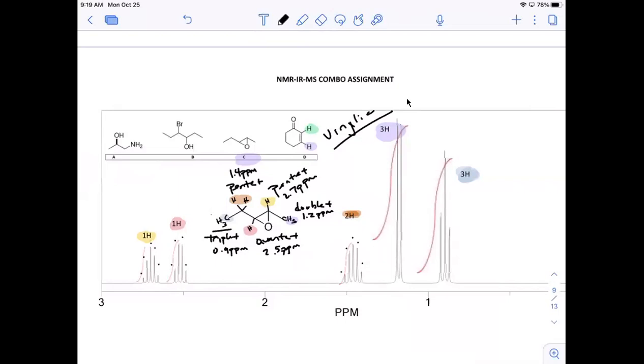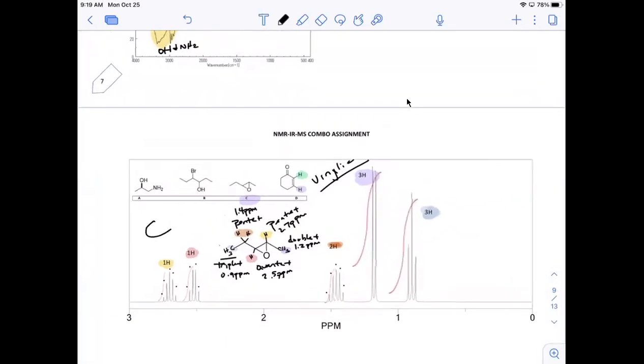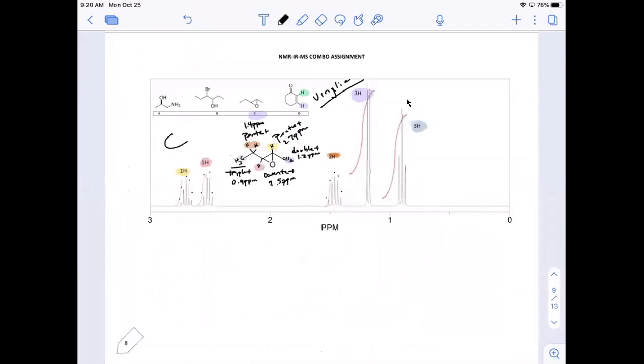So sometimes you might have a signal with the same splitting pattern, but a different chemical shift, and you need to be able to work through that nuance. Yes, they're both pentets, but one of them is upfield and one of them is downfield. So yeah, this is the spectrum for C. All right, any questions about that before we move on to the next one?